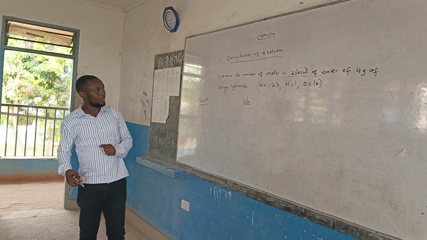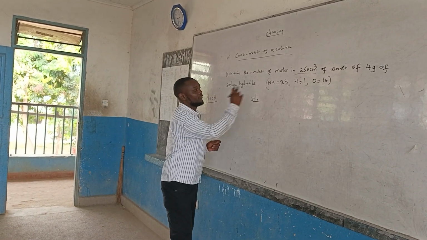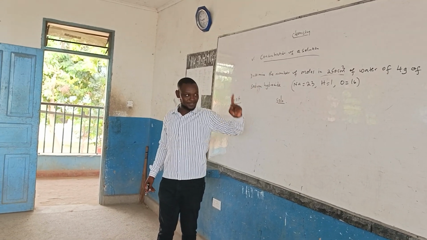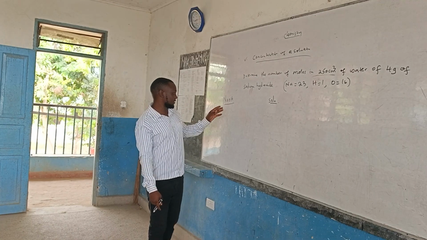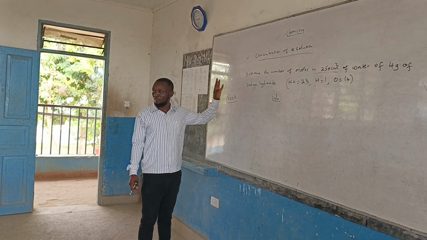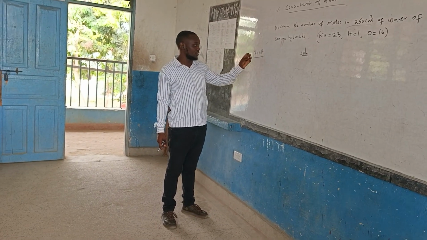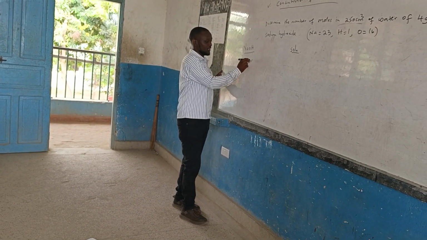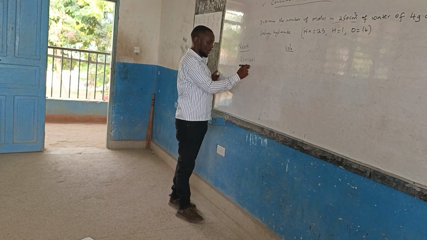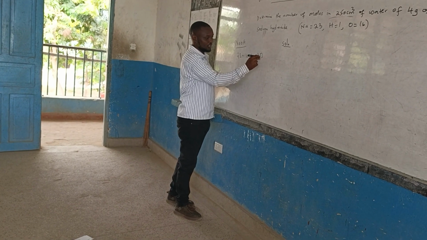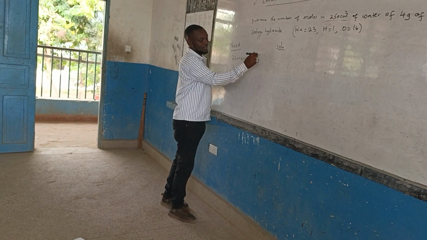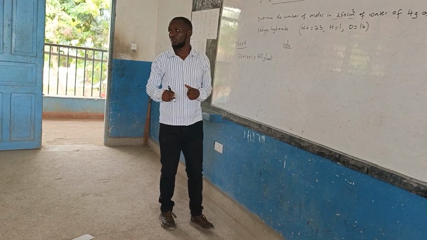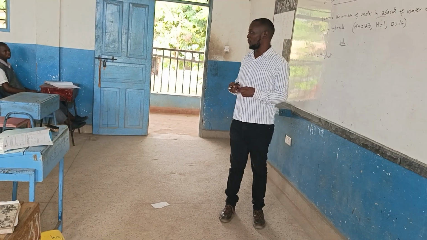Now, we are given sodium to be 23, hydrogen to be 1, and oxygen to be 16. Now, let us get the molar mass of sodium hydroxide. Sodium you are given to be 23, oxygen is 16, and hydrogen is 1. This gives a total of 40 grams per mole. Now, get the number of moles.